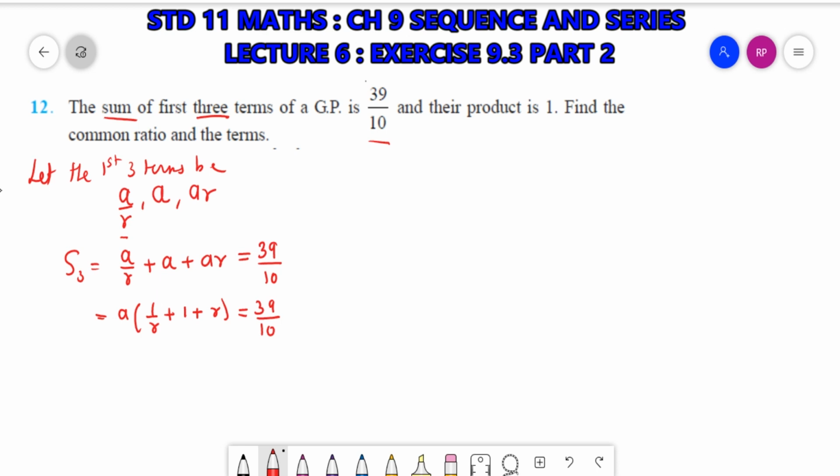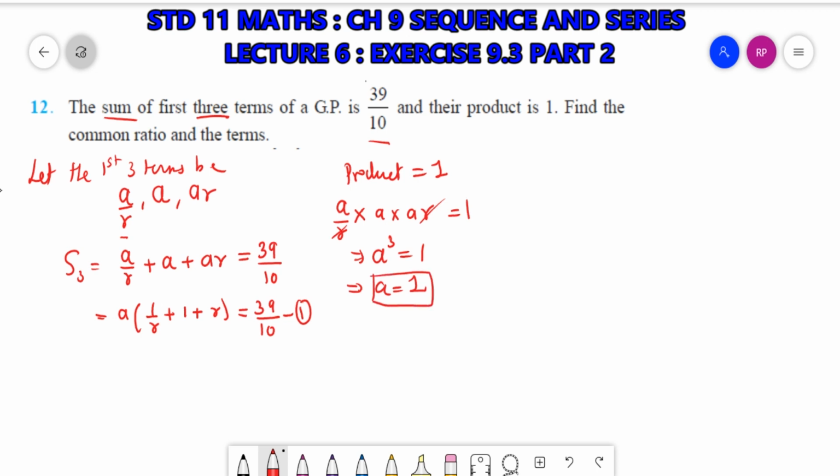Now see, next it is given that the product is 1. Product is 1 means we will multiply it. Let's name this as equation 1. Product: A by R multiplied by A multiplied by AR is equal to 1. So R gets cancelled. A cube is equal to 1. So this implies that A is equal to 1. So see, we got the value of A. Now put this in equation 1 and find out the value of R.